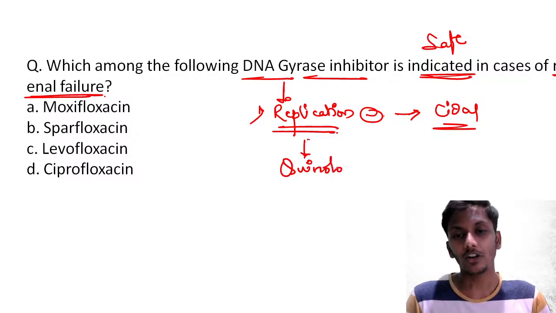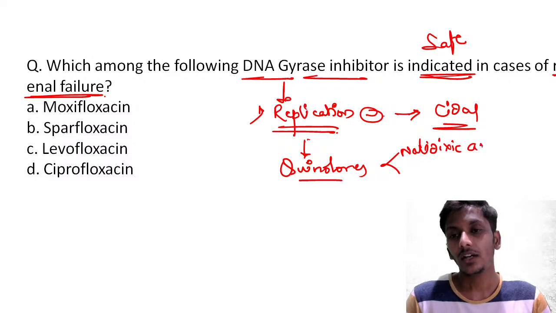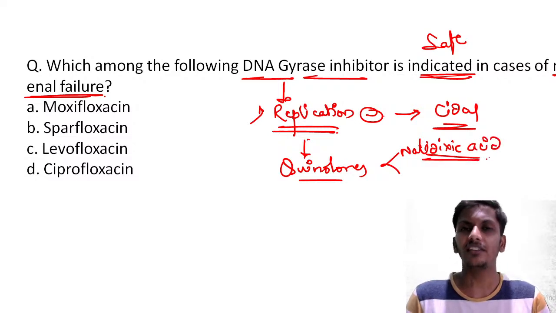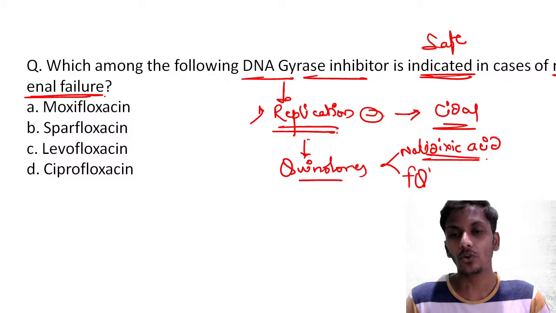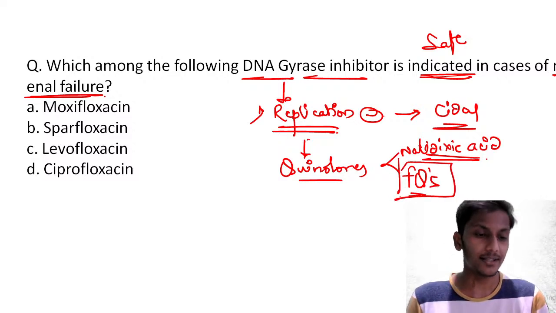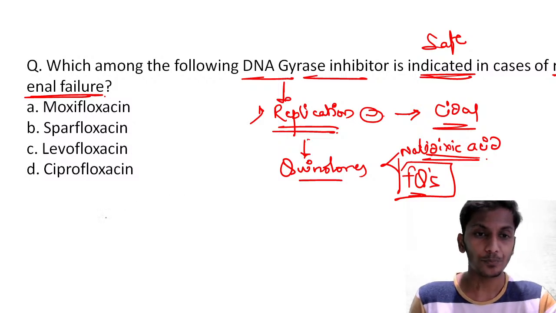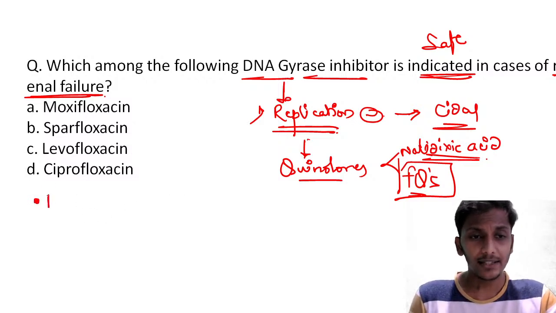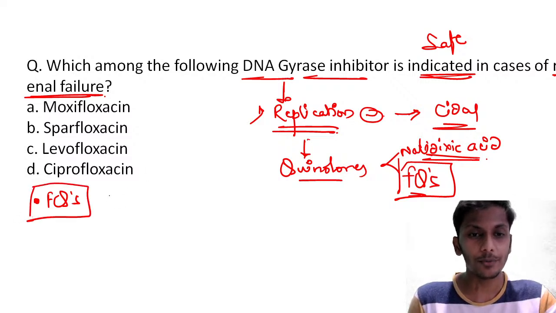And quinolone drugs are of two types. First is nalidixic acid, which is usually used in cases of UTIs, that is urinary tract infection, and the other group is fluoroquinolones, which is the most important. Now let's discuss the important points you need to remember about fluoroquinolones.